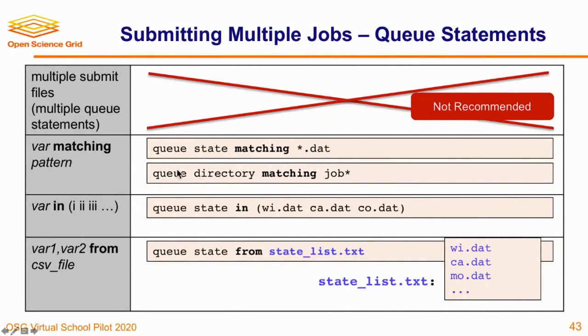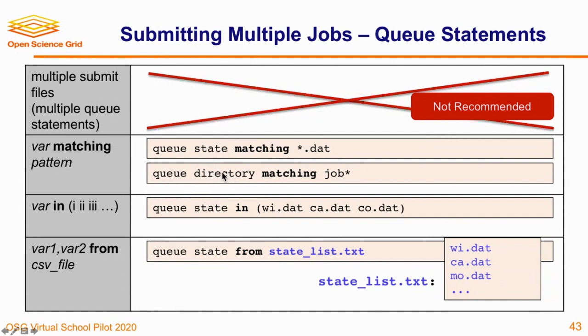So one of the first ones that's pretty straightforward is that you can queue a variable matching all entities in your submission directory that match a particular pattern with a wildcard. A wildcard means that it would be any file named something.dat, although it would match directories too in this case. And we're just calling this state because we're comparing states. We get to name our own variable.